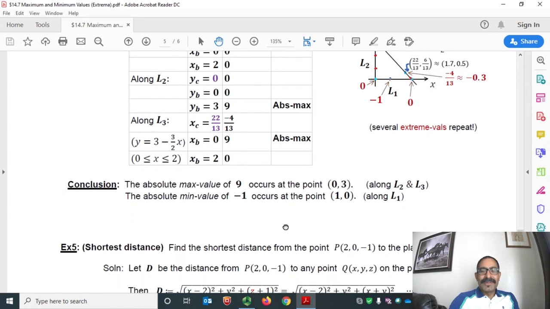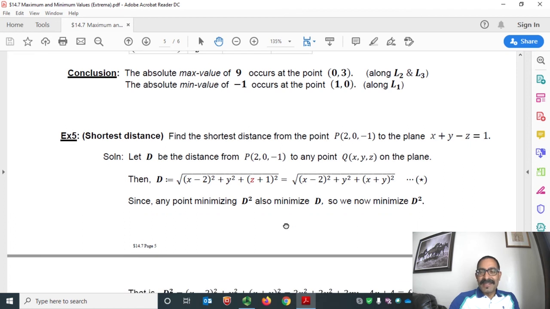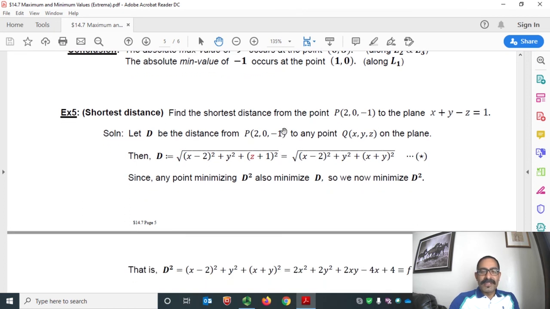Let's do example 5. This is the shortest distance type of question. Find the shortest distance from the given point P to the plane x plus y minus z equals 1. If you rewrite this equation as z equals x plus y minus 1, then we call this a surface. So I hope this makes sense to you all.